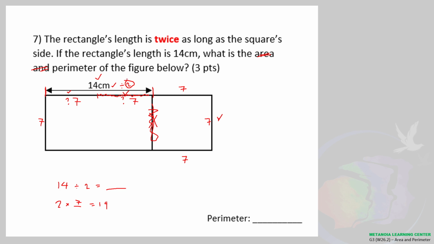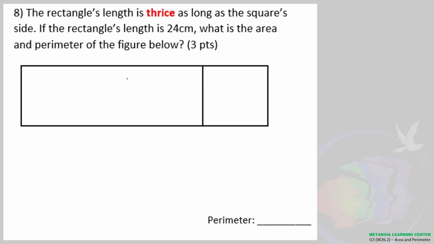Okay, so number 8. Ngayon naman, we have changed our term from twice, now it's thrice. Thrice basically refers to 3 times. Okay? The rectangle's length is thrice as long as the square side. So parang same lang din to sa number 7 kanina. No, it's the same as 7. The rectangle's length is thrice as long as the square side.